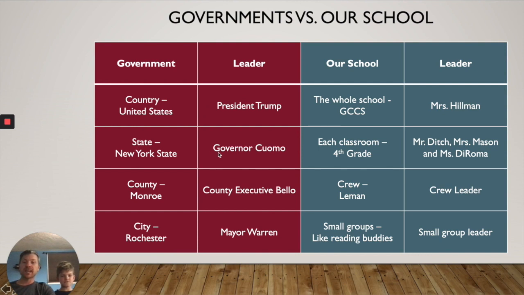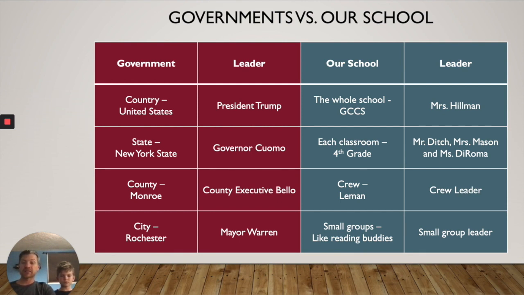So New York State has Governor Cuomo. Well, kind of like in our school, we have a 4th grade classroom or a 5th grade classroom. It's like each classroom is its own state. So the teachers, in 4th grade, it'd be Mr. Ditch, Mrs. Mason, Mr. Roma. We're kind of like the governor because we're all co-teachers. Or in 5th grade, it would be like Mr. Walpole, Miss Kravchik, Miss Torres. So if you think about our school, each classroom is sort of like a state.